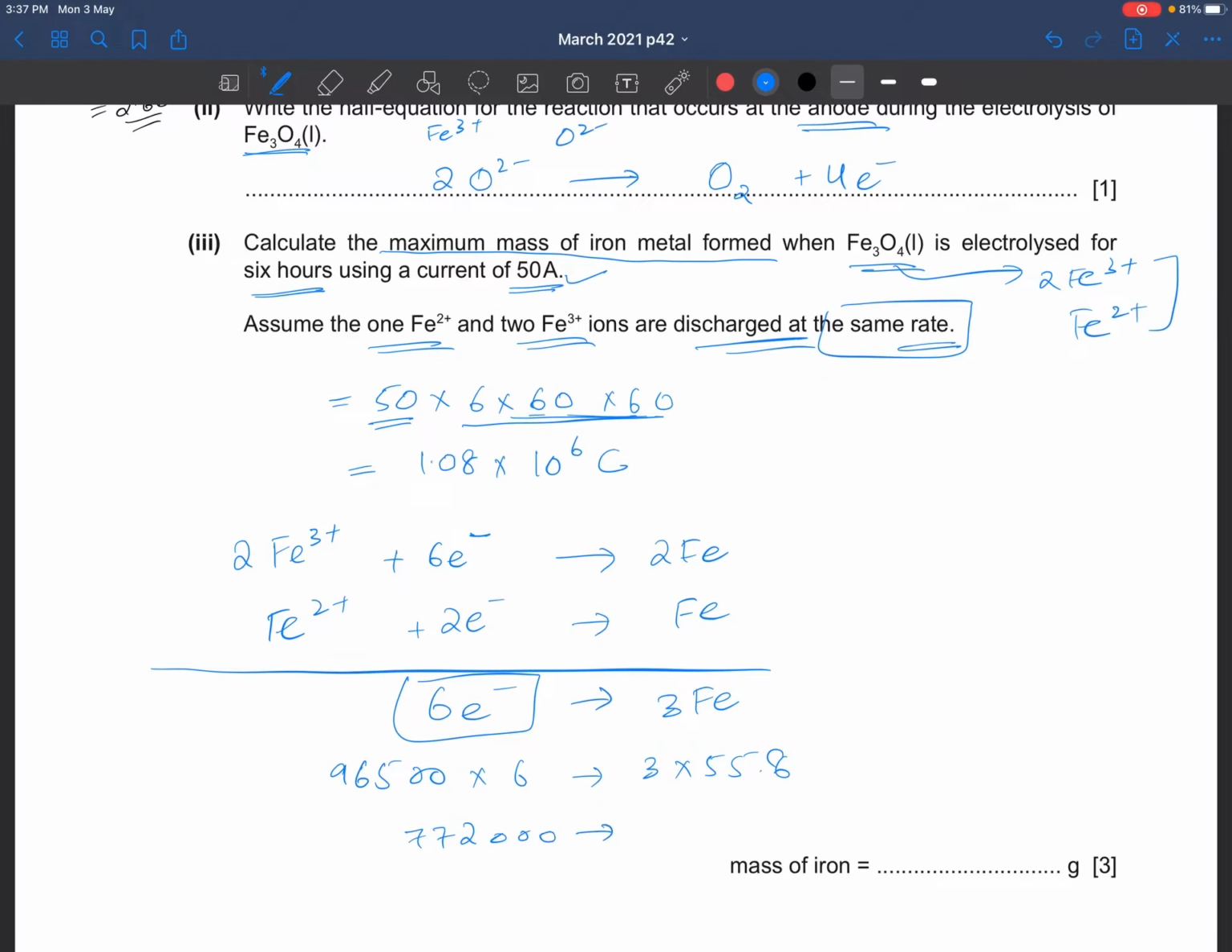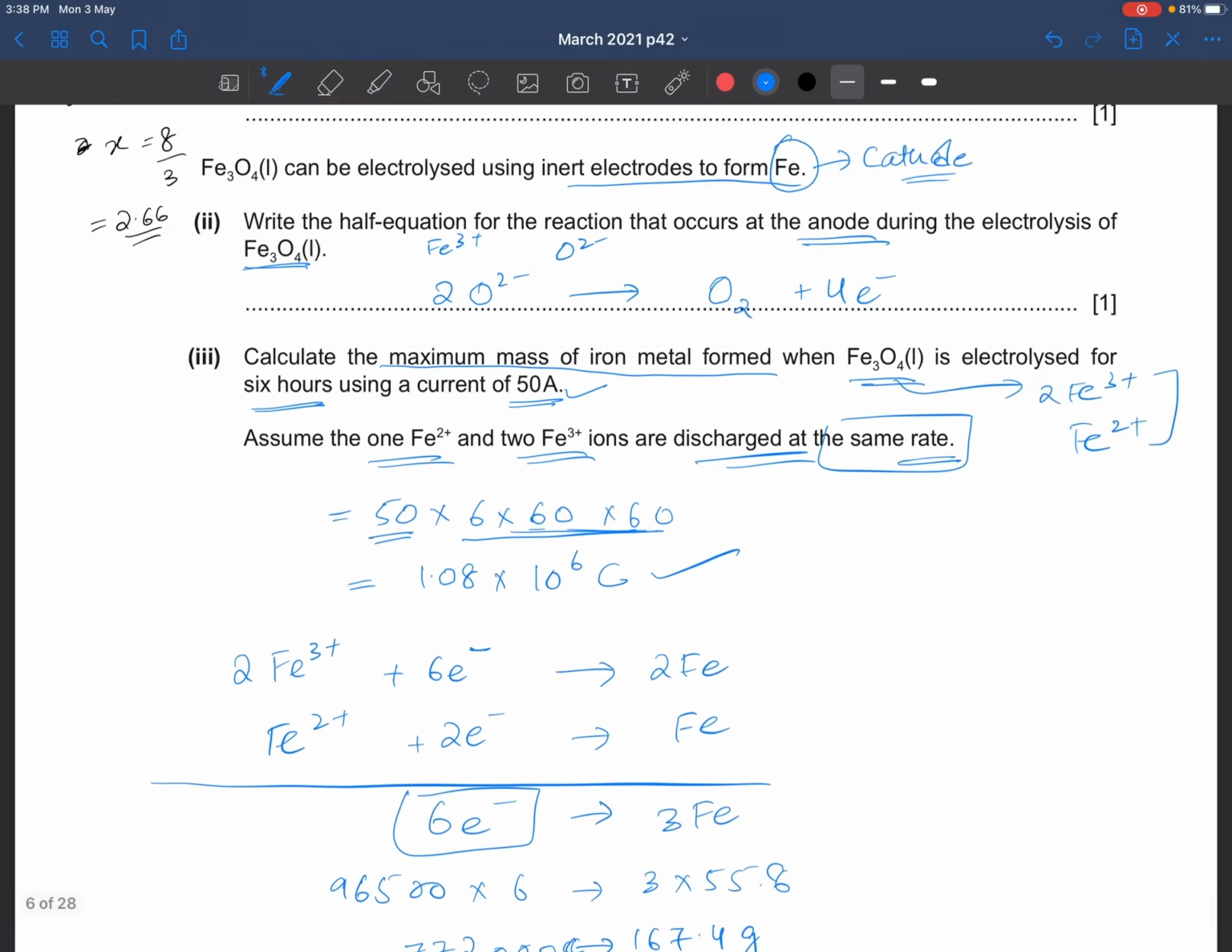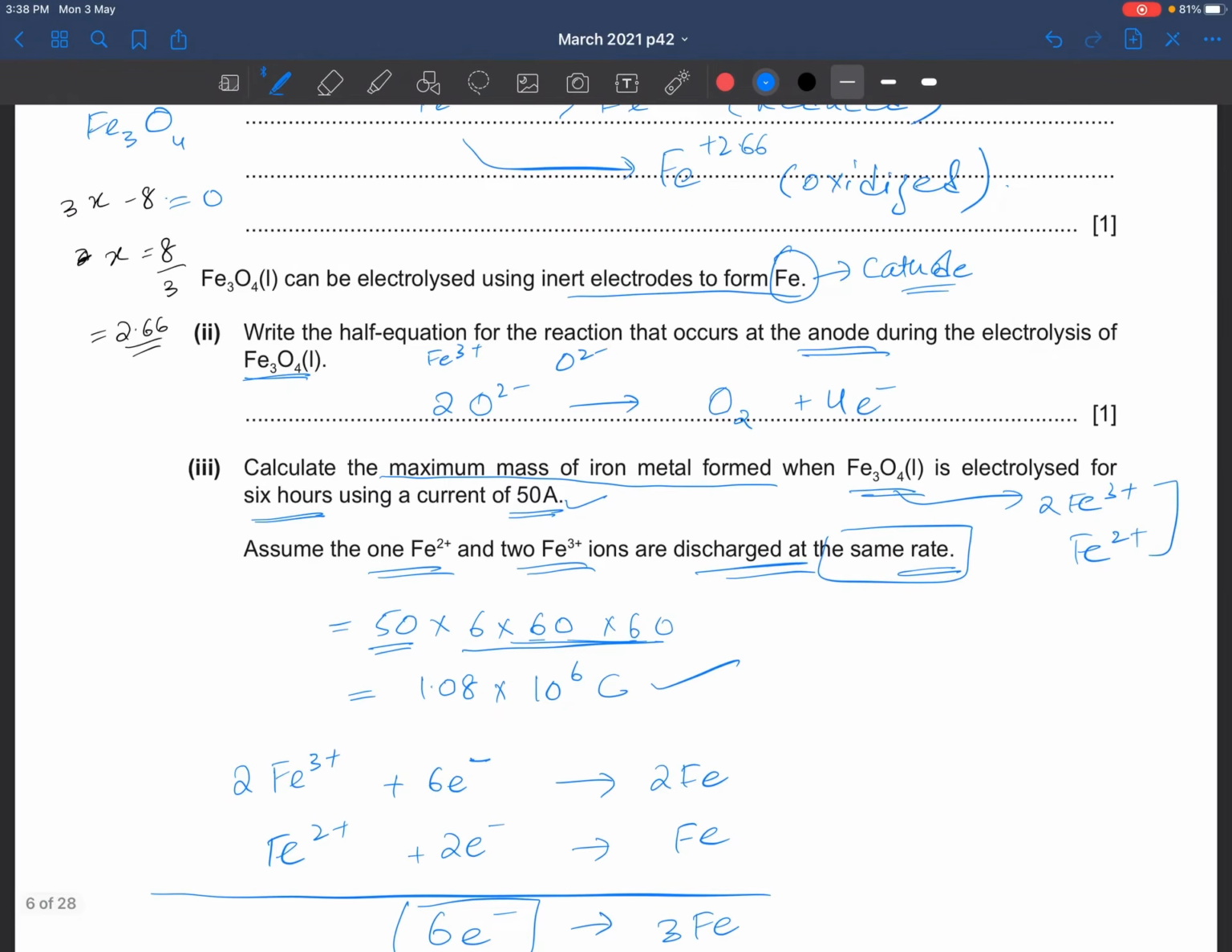So this would be equal to 772,000 coulombs, which gives 167.4 grams. So when this much charge passes, 772,000 coulombs, we get 167.4 grams, and we have charge here 1.08 times 10 to the power 6 coulombs. So what mass would be deposited by this charge? We just have to do the cross multiplication, and the answer would be 234.2 grams. Alright, so this is the mass of iron deposited when 50 amperes of current passed for 6 hours.